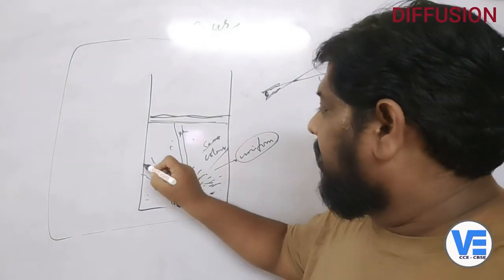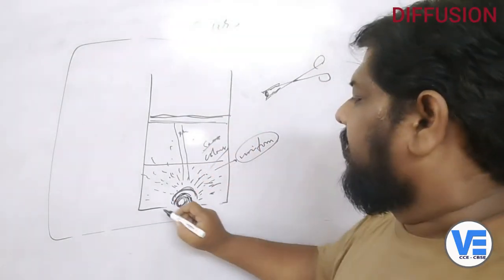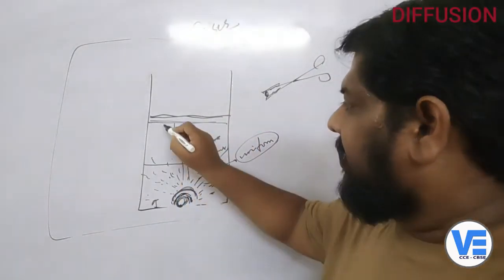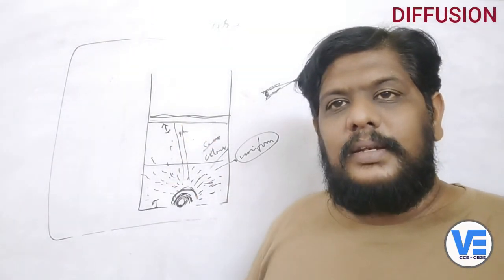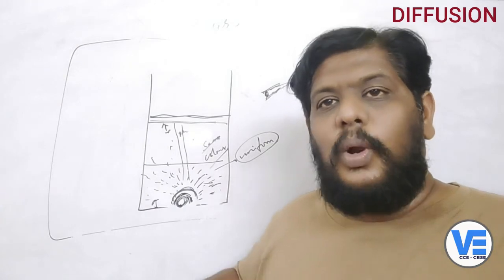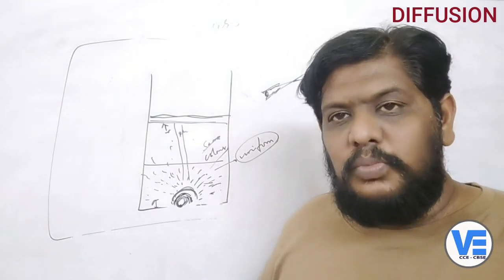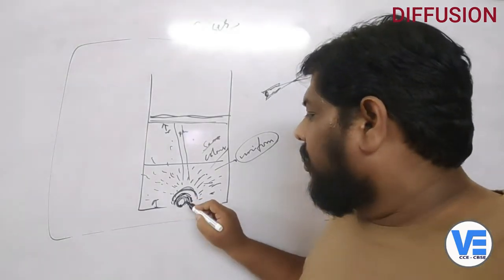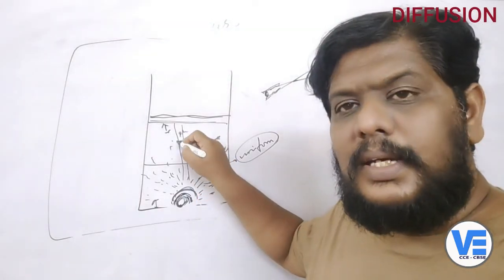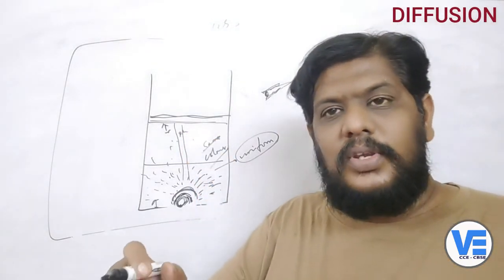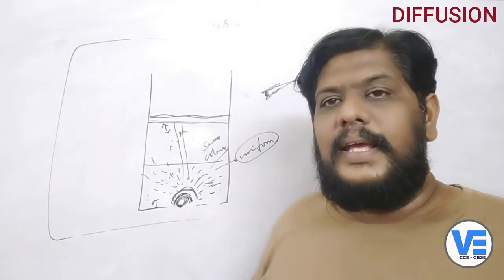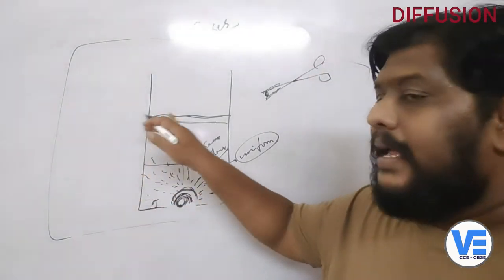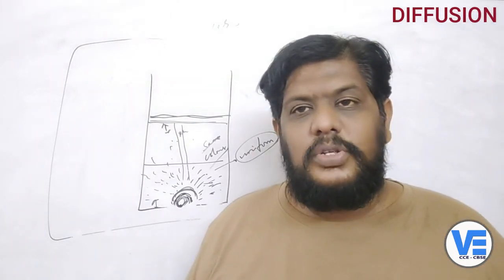Not only melts, there will also be uniform color. That means the color which is here and the color which is here will be completely uniform. So this is nothing but the diffusion process. So what is diffusion here? Diffusion is the movement of molecules from the higher concentration to the lower concentration until the concentration on both sides becomes equal. So these are all the examples of diffusion.